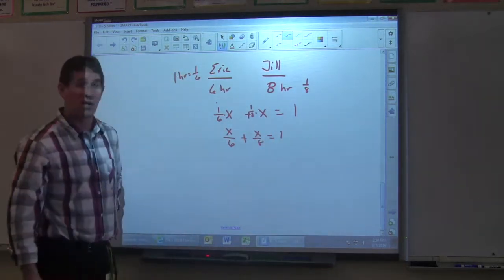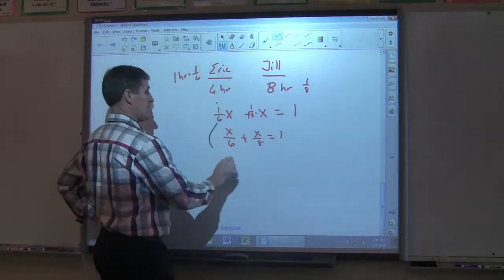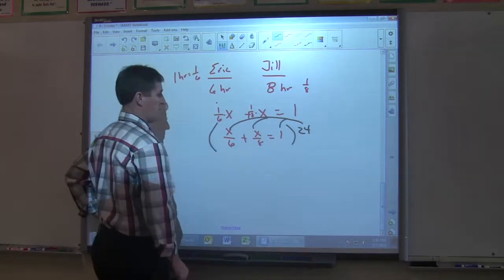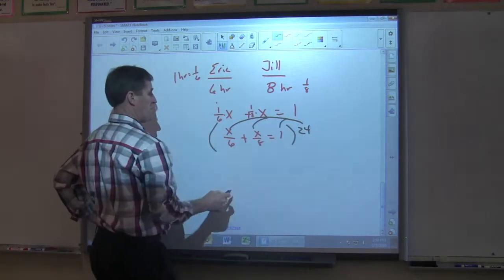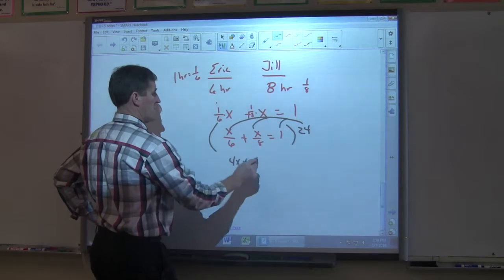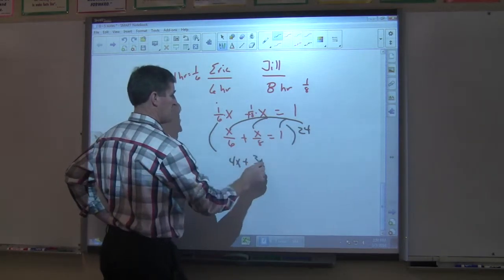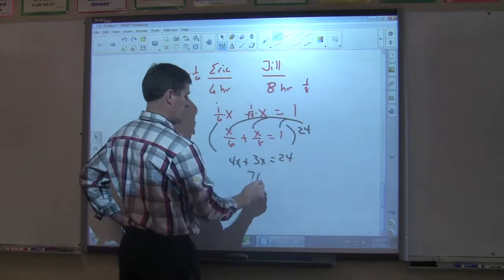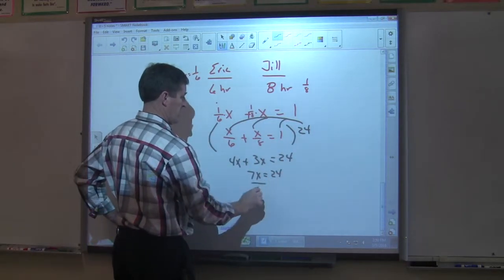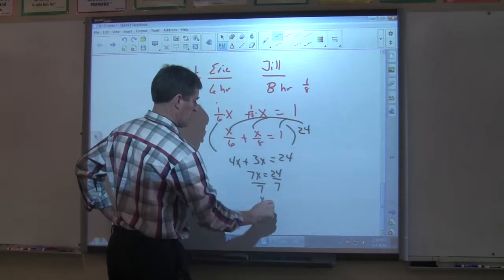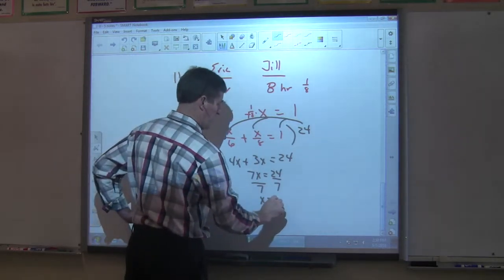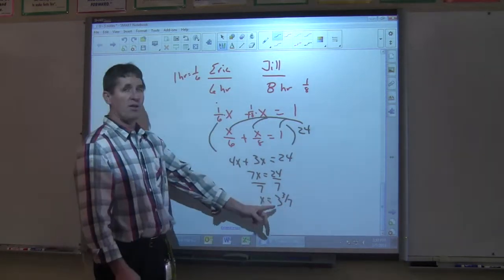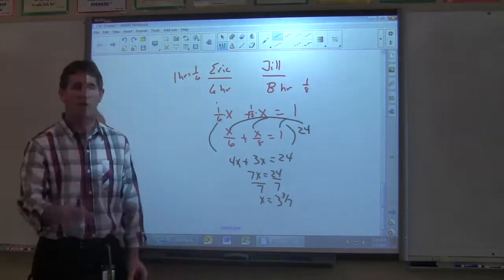So now we have to find a common denominator. In this case, it would be 24. And we multiply everything by 24. So 6 goes into 24 4 times, so we get 4x. Plus 8 goes into 24 3 times, so we get 3x. And 1 times 24 is 24. So 7x equals 24. Divide by 7. So x equals 24/7 or 3 3/7. So if they work together, it would take them 3 3/7 hours to paint the whole room.